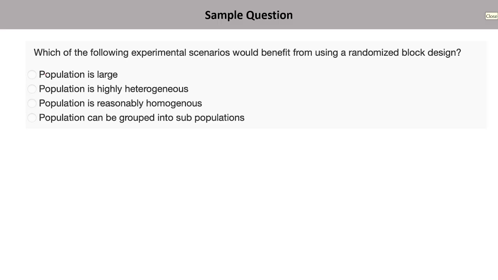Which of the following experimental scenarios would benefit from using a randomized block design? Your options are: A, population is large; B, population is highly heterogeneous; C, population is reasonably homogeneous; and D, population can be grouped into subpopulations.